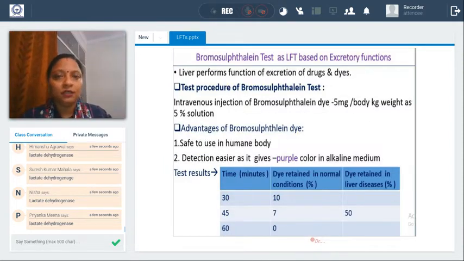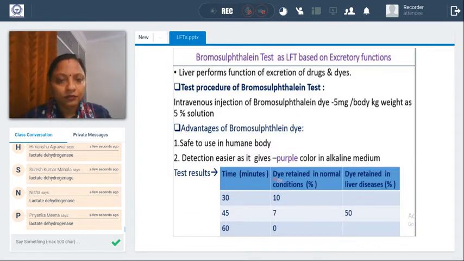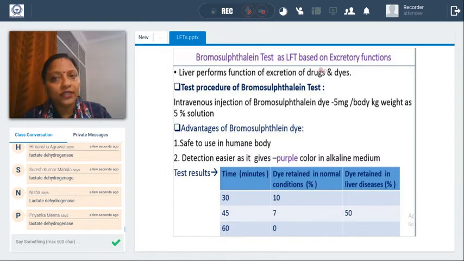Likewise, the next test is for excretory function, the bromosulfathine test, an LFT based on excretory function. The liver performs the function of excretion of drugs and dyes. Here, bromosulfathine dye is used. Intravenous injection of bromosulfathine dye, 5 milligram per kg body weight as 5% solution. This is safe to use in humans, and it gives purple color in alkaline medium. So dye is retained in liver diseases. It is an important point. It is not excreted, so it denotes the abnormal excretory function of liver.